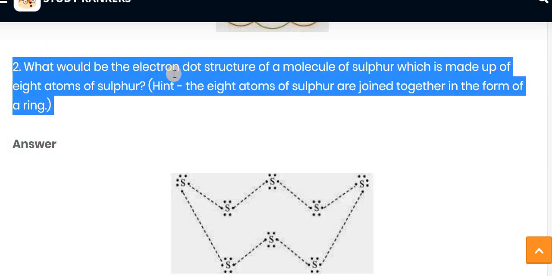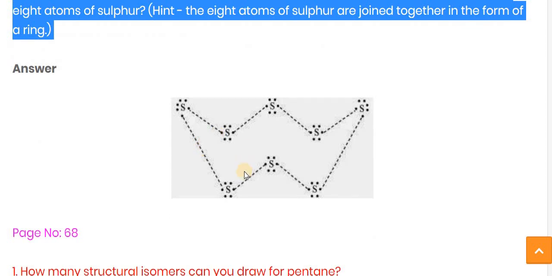What would be the electron dot structure of a molecule of sulfur which is made up of 8 atoms of sulfur? S8 means we have to draw the electron dot structure of 8 atoms of sulfur. Here a hint is given that the 8 atoms of sulfur are joined together in the form of a ring. This kind of structure is known as a crown structure. Here you can see 4 sulfur atoms upward, and 3 sulfur atoms downward, so it becomes a total of 8.